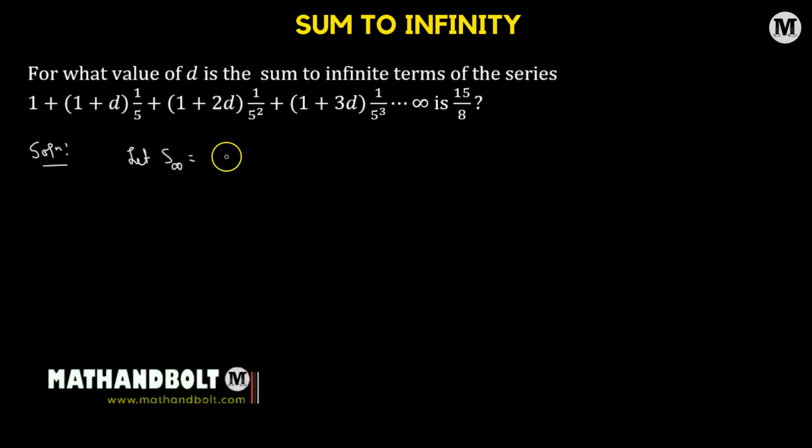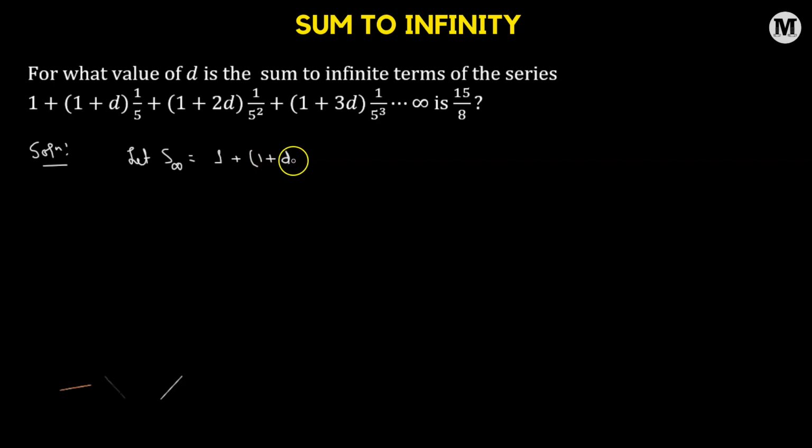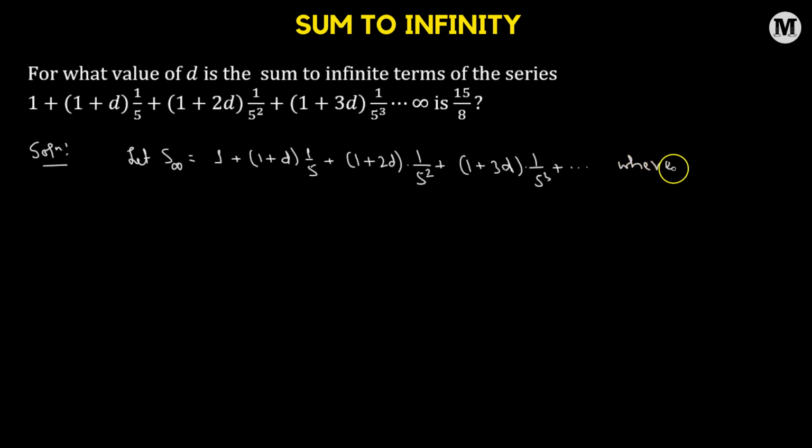It's given as 1 added to (1 plus d) multiplied to 1 over 5 added to (1 plus 2d) multiplied to 1 over 5 squared added to (1 plus 3d) multiplied to 1 over 5 cube and the rest of the terms, where it's given that this sum to infinity is 15 over 8.